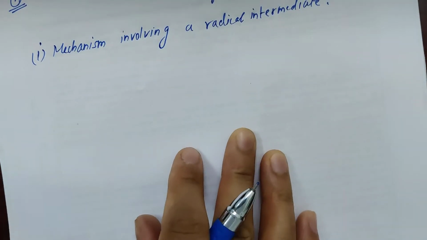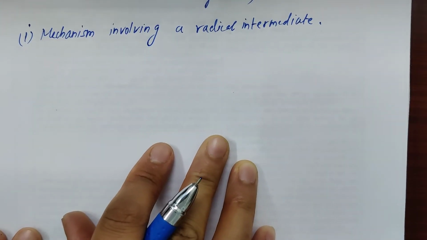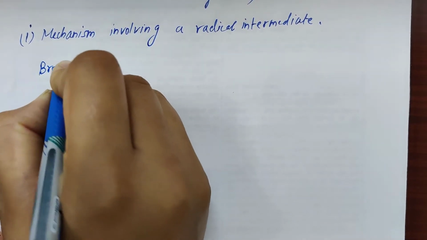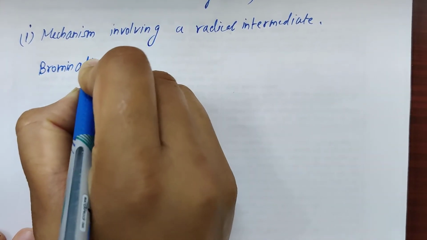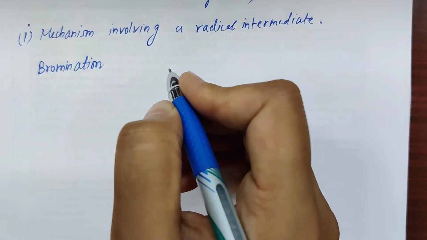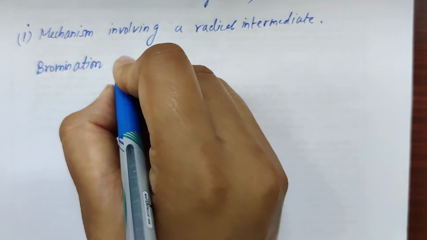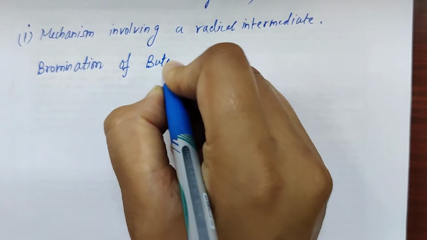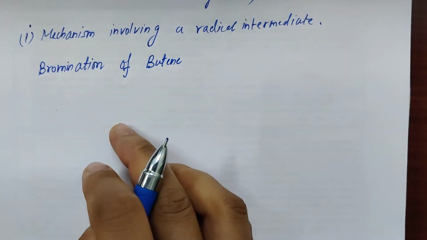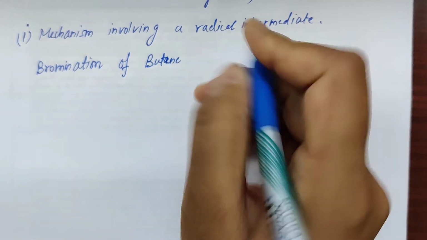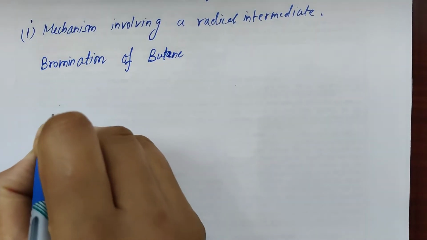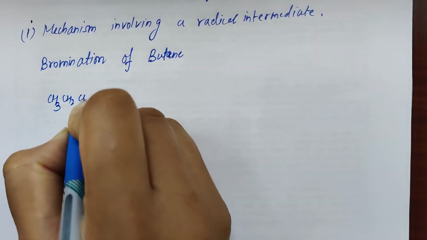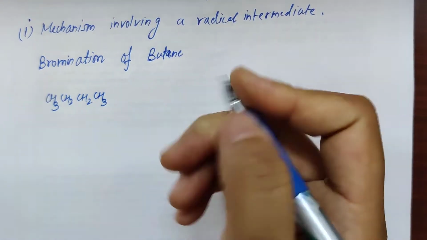So the very basic reaction that we study is bromination. This is the first reaction you ever study in the mechanism of free radical reactions. So we are taking the example of bromination of, let's say, butene. Okay, so not butene, butane. Butane we are taking. So if I have to write down the formula, it is CH3, CH2, CH2, CH3.